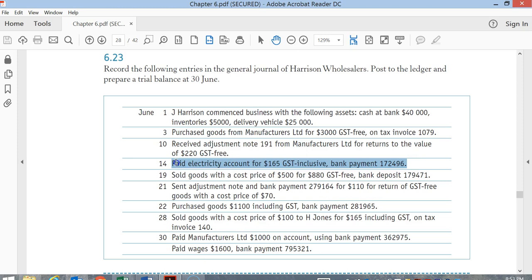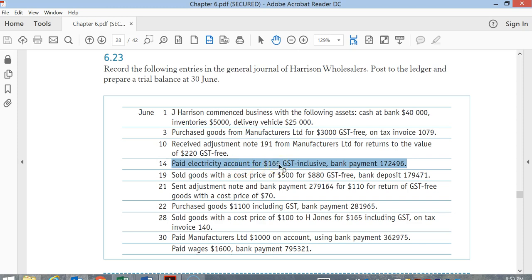We paid electricity account for $165, inclusive of GST. Okay, so we've paid money. So we go back to our golden rule here. If we sell something and we receive money, then we collect GST, so it's GST collected. If we pay some money for a particular good or service, we're receiving tax credits, so it's GST credits received. So we paid electricity account $165.